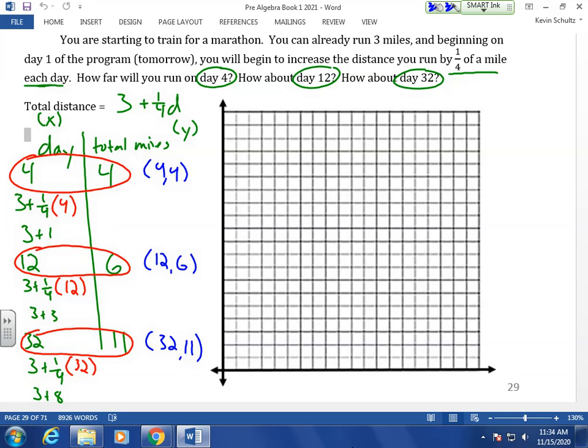So now we get to decide, how are we going to graph this? What intervals are we going to be using for our coordinate plane? How is this graph going to look? Our x-axis, we go all the way up to 32, and we only have 20 squares going across. We can't count by ones, but I think 2s would be a good way to go. 2, 4, 6, 8, 10, 12.